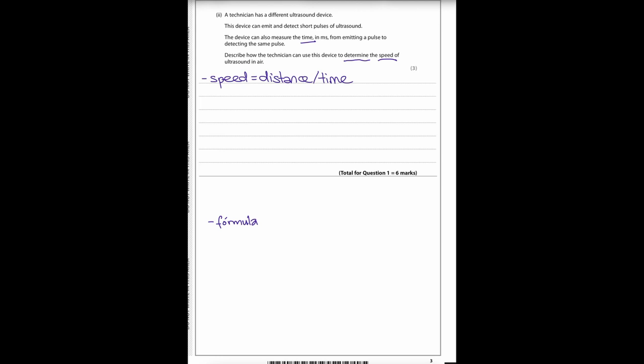Okay, so after I've got the formula, I know that I'm going to get marks in the practical questions for saying about the equipment that I'm using to measure. So I've got to say I'm using this equipment to measure this, and that equipment to measure that. So speed is sorted because that's what I'm looking for. So what's the next thing in the formula? Distance. What am I going to use to measure the distance? Obviously a meter ruler. So I'm going to say meter ruler to measure the distance.